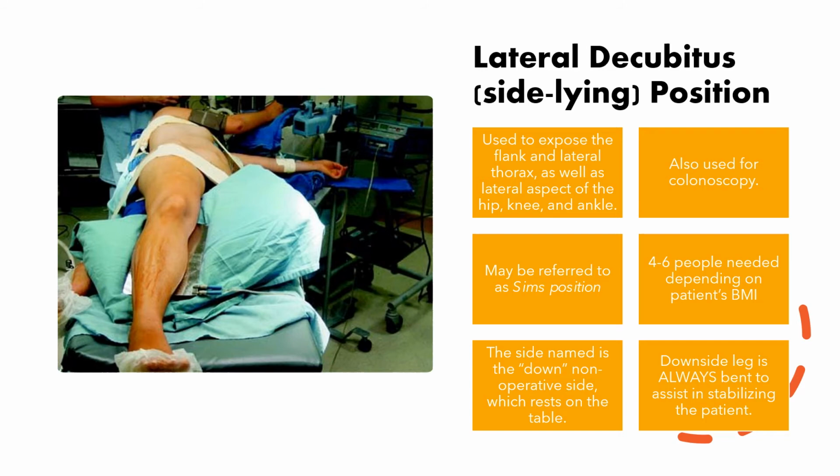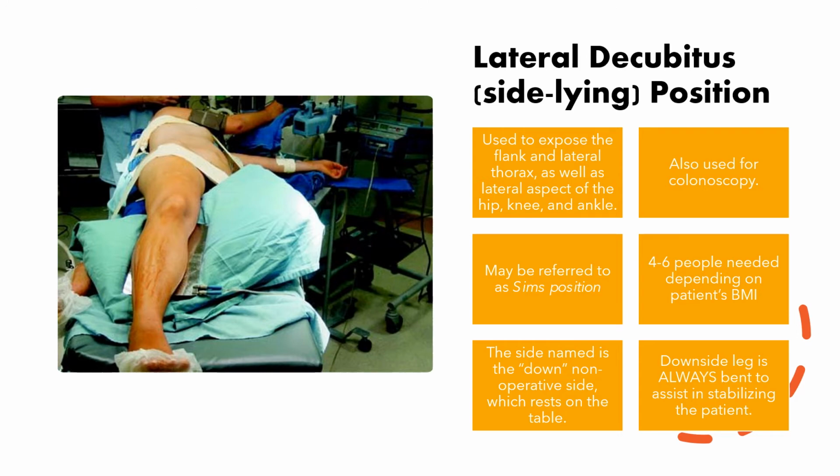The arms. So you can see here how that bottom arm is stretched out and it is supinated, and the top arm is over on another well arm holder and it is pronated. So the bottom arm is going to be palm up and the top arm is going to be palm down. They're going to be padded and secured with straps.